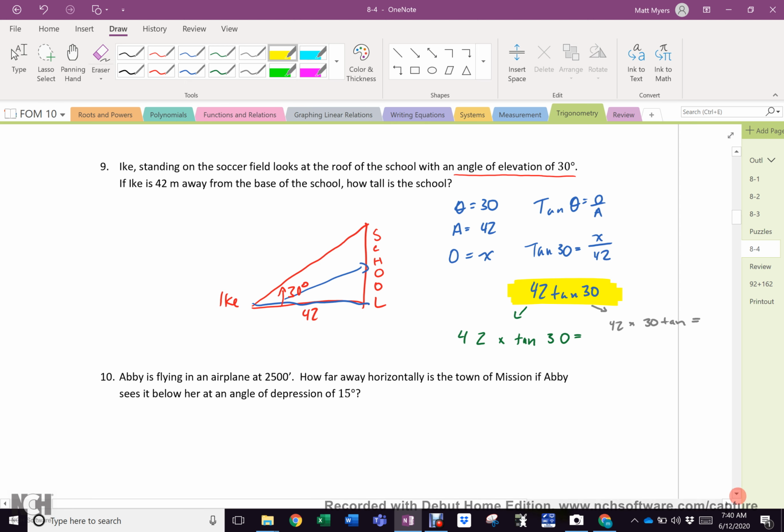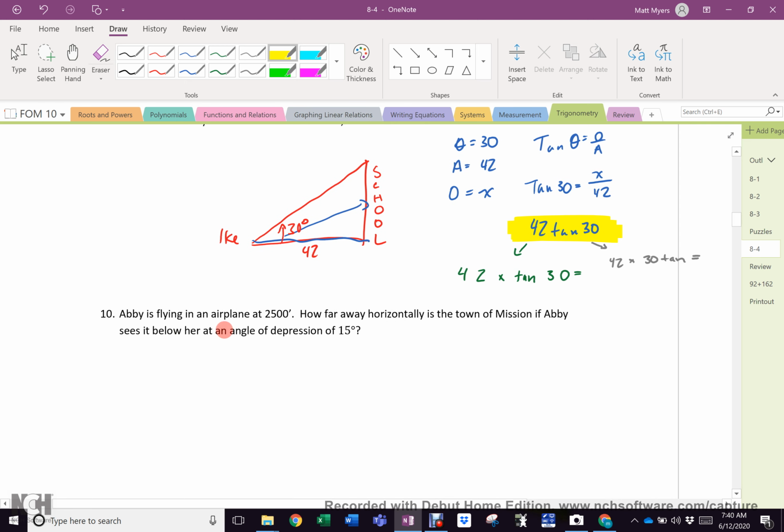But anyway. So, Abby is flying in an airplane. Airplanes are off the ground, 2,500 feet. So she is 2,500 feet off the ground. How far away is the town of Mission? The town of Mission would be on the ground, of course, if she sees it at an angle of depression.